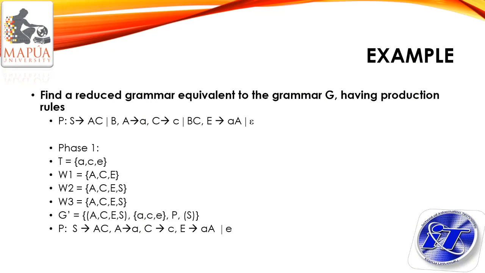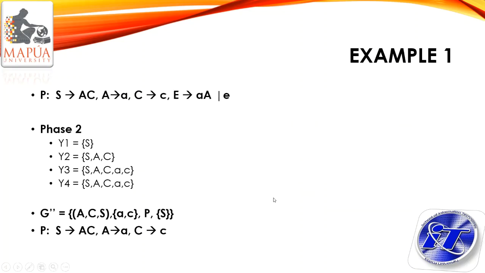So now we only have ACES. So let's start with the S symbol, which is the start symbol for phase two. So Y1 is equal to the start symbol, and which are the symbols that will yield from S. So don't forget to include the previous list. So S is still included, and S will yield AC. So AC will be included, and then Y3.